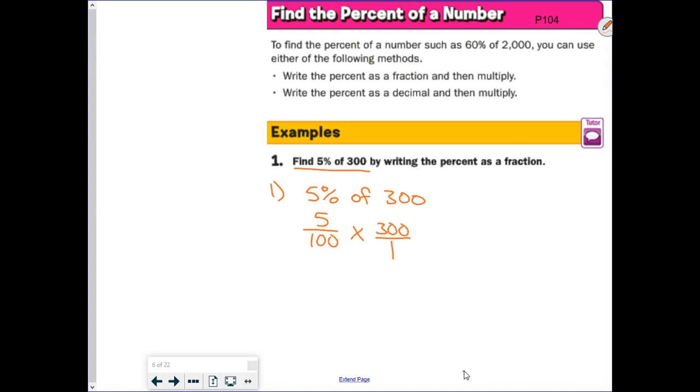As we have done in the past, we can simplify things. 100 and 300 being diagonal from each other can be simplified by dividing both by 100. So the 100 becomes a 1 and the 300 becomes a 3. So what I end up with is 5 over 1 times 3 over 1, which is equal to 15 over 1, or just 15. So 5% of 300 is equal to 15.